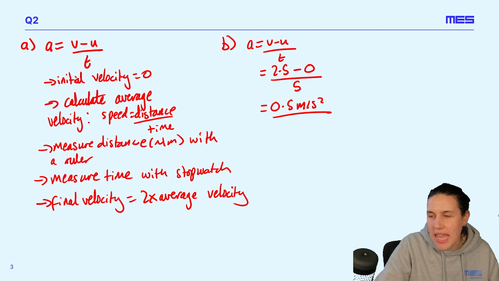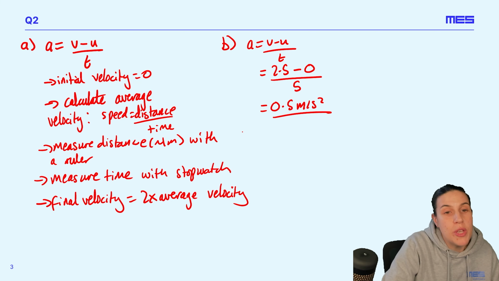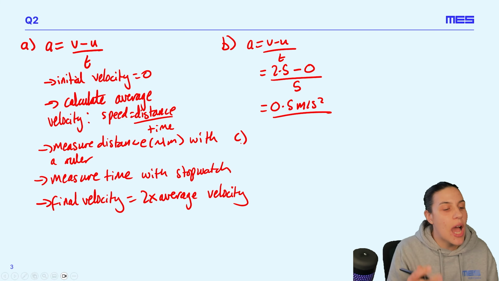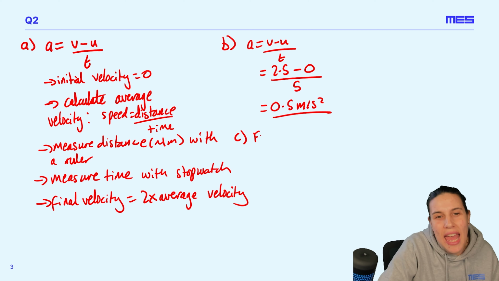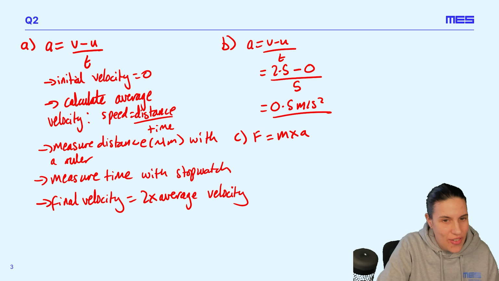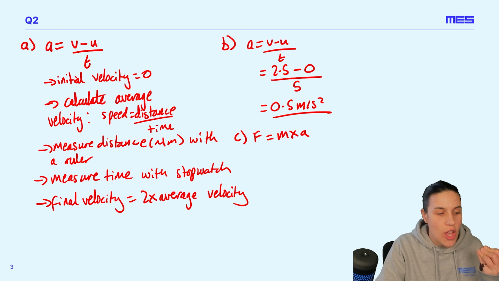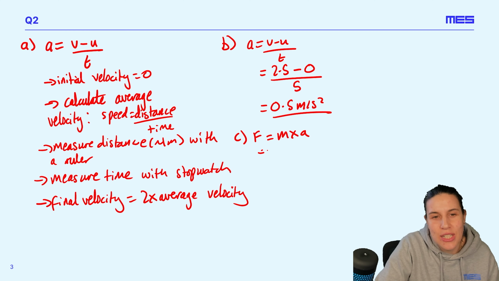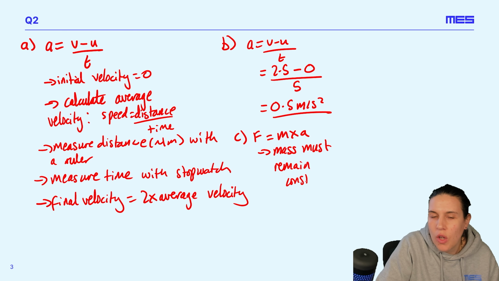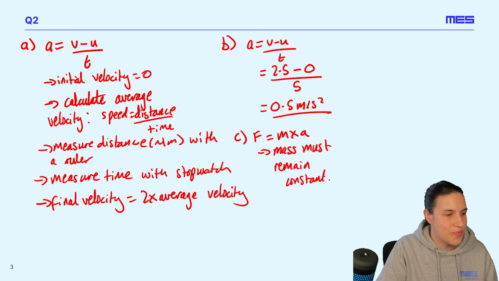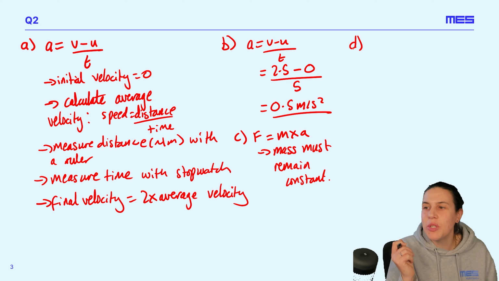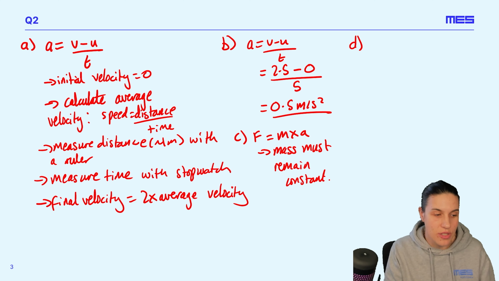Now, for part C, I'm asked to state a variable that should be controlled in this investigation. Now, we know that Newton's second law is F is equal to m times a. So, resultant force affects acceleration, but mass also affects the acceleration. So, the thing that I'm going to control in this investigation is that the mass must remain constant. And then the final question asks me to explain how friction affects the results.